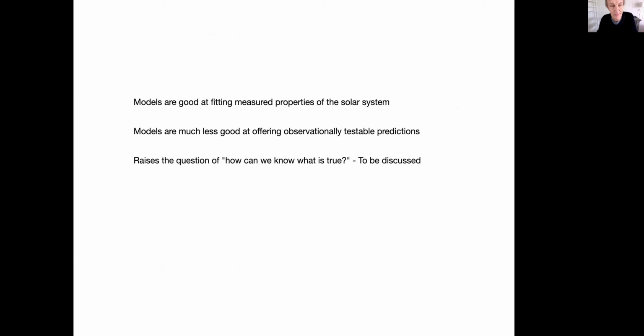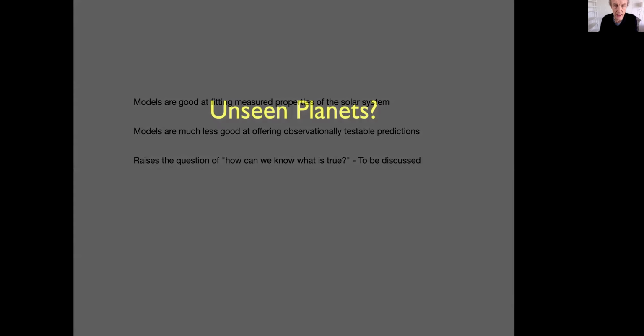So the models turn out to be, in many cases, very, very good at fitting the observed properties of the solar system. It's quite spectacular. The trouble is they're not so good at offering useful, observationally testable predictions. And that's just an artifact of a model with a lot of parameters, okay? But that's where we are. So many people are left wondering, how do we move forward? And the name of the game really is to make models that fit the data, that don't seem to be too crazy, and try to make a prediction of something that somebody can observe in the future. But it does raise the question that you should always keep in your mind: how do we know what is true? And I'll discuss that a little bit later.